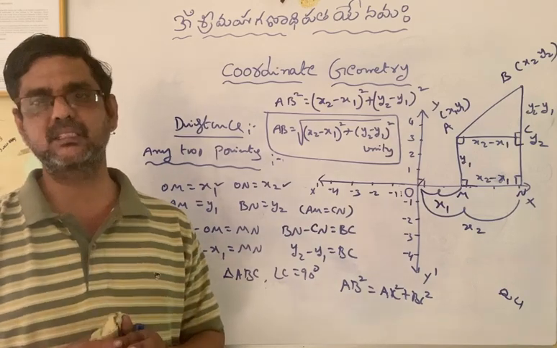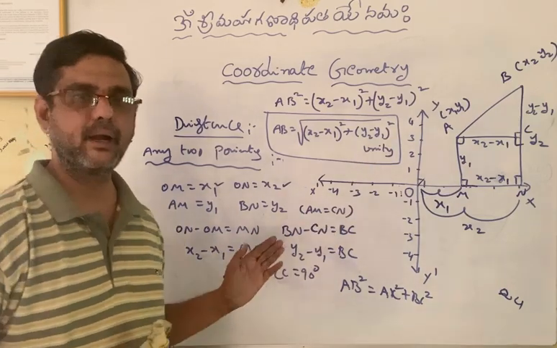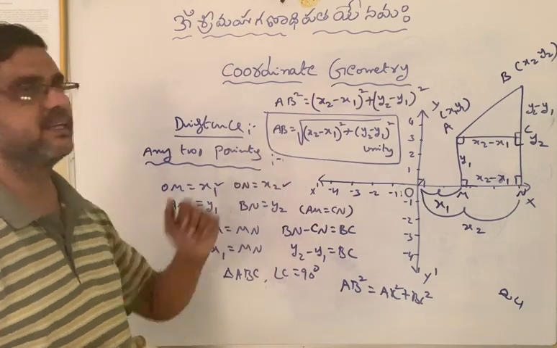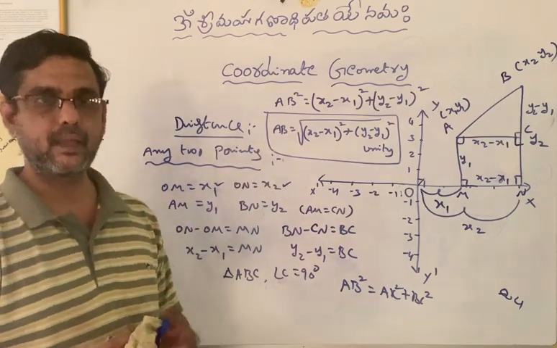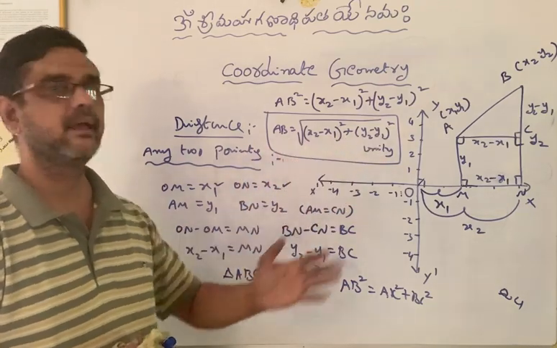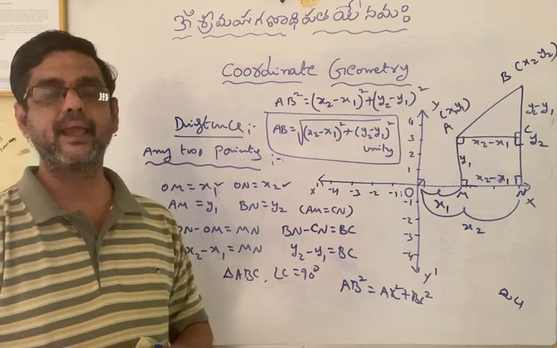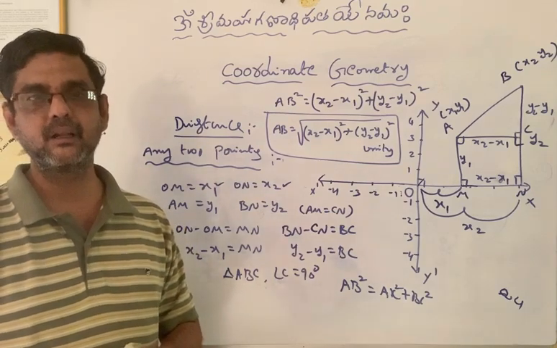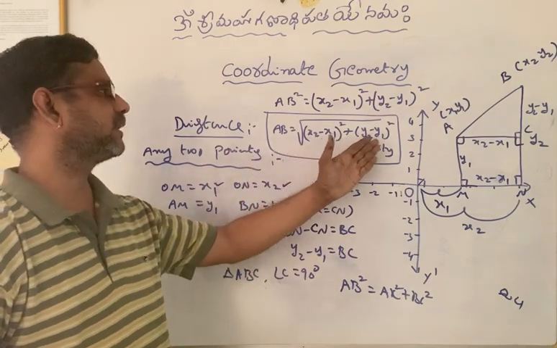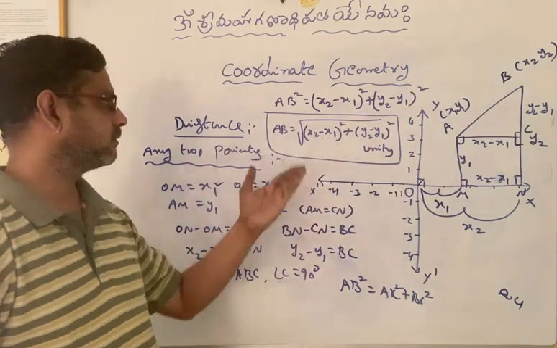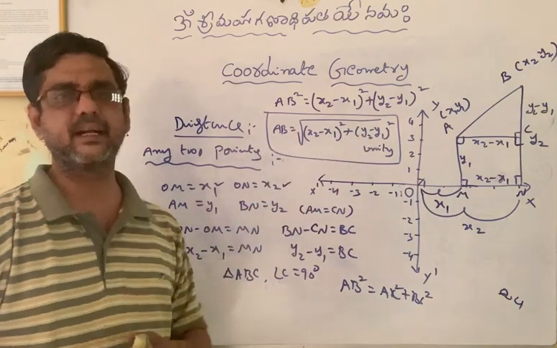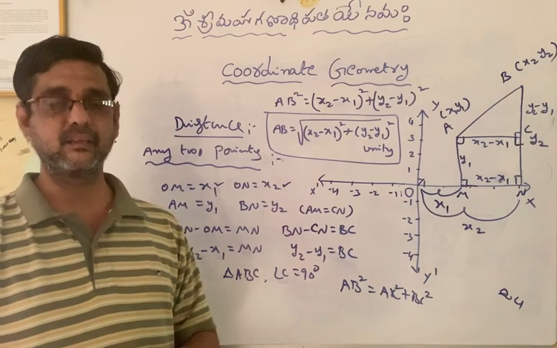You can take any 2 points, 1 point in quadrant 1 and 1 point in quadrant 3. You can find out the distance between those 2 points by using this formula. So root over x2 minus x1 whole square plus y2 minus y1 whole square is the distance between any 2 points in the Cartesian plane. Some will say it like this, root over x1 minus x2 whole square plus y1 minus y2 whole square. That is also right. You can write like that also.